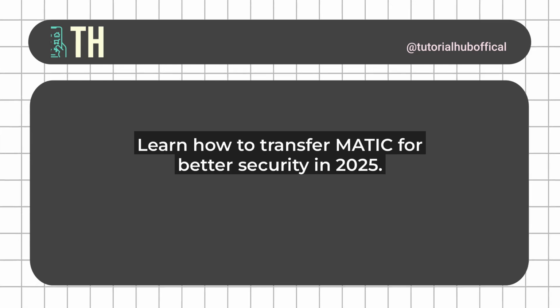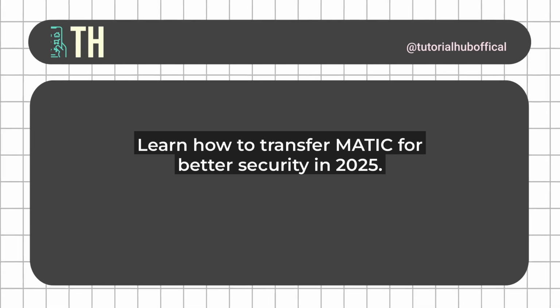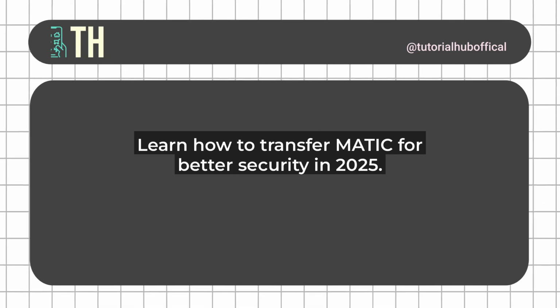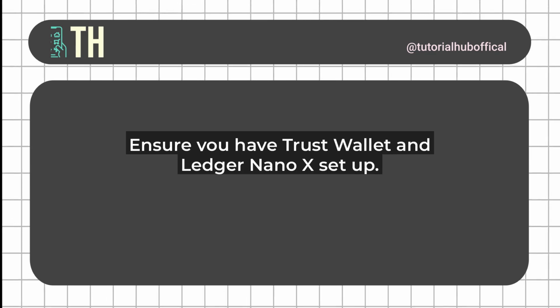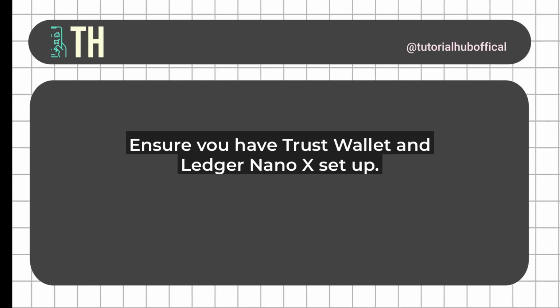Matic, the native token of the Polygon network, is a popular choice for fast and cheap transactions, but keeping it on a secure device like the Ledger Nano X is a smart move.